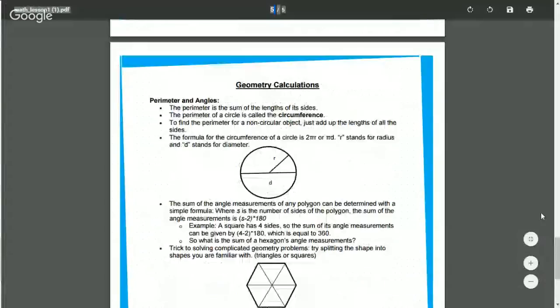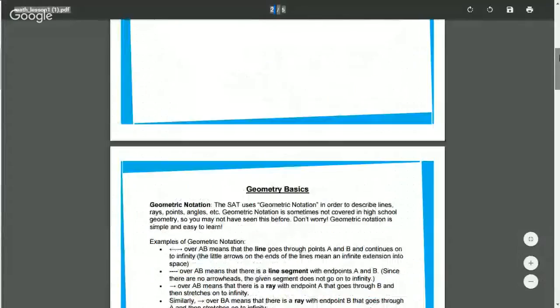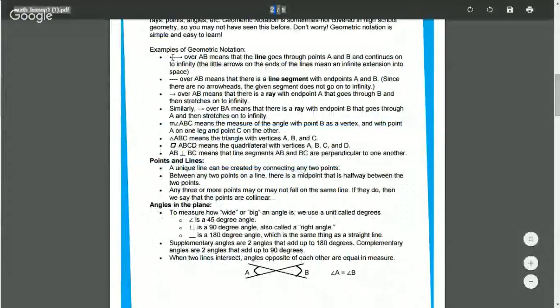And so to review, we start from the basics. Geometric notation. Most of the geometric notation that you need to know is pretty common sense. For example, a line segment, and the measure of angle ABC. Geometric notation shouldn't really take that long to memorize. For example, this is a triangle ABC.